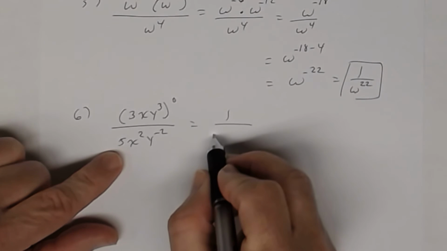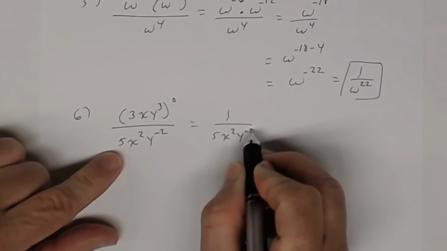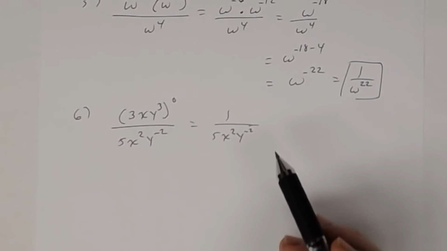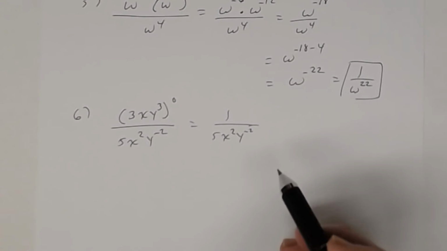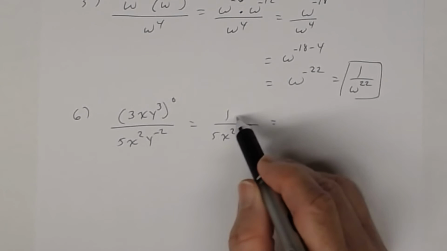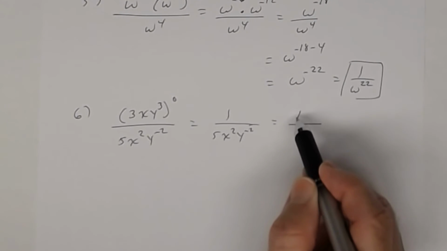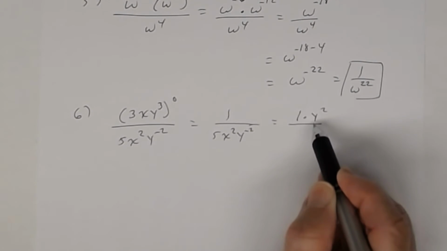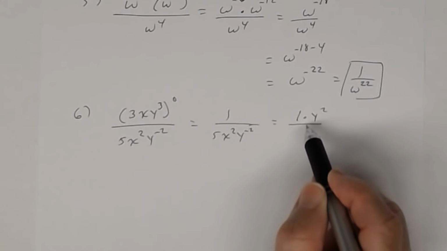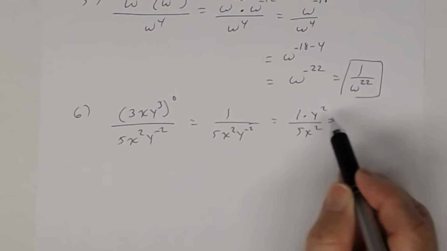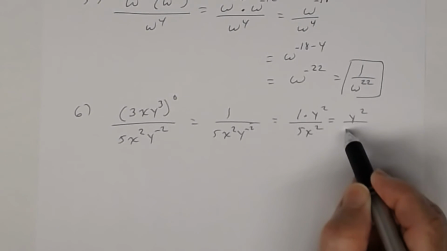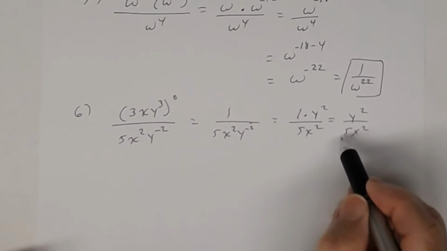And I'm going to go ahead and rewrite the denominator. What I'm going to do now is think about what we just said. So I need to make this exponent positive. It's in the denominator, so I'm going to have to bring this to the numerator. So the answer is going to be, in the numerator, this 1 times y squared. Okay, 1 times y squared, divided by 5x squared. And so 1 times y squared is y squared divided by 5x squared. So that's the answer there.